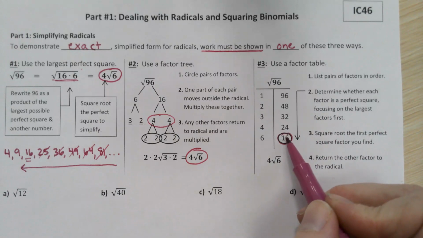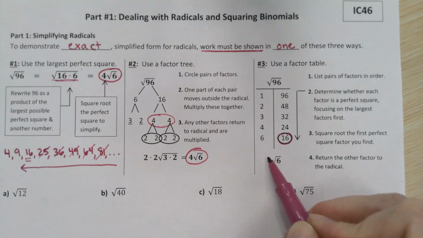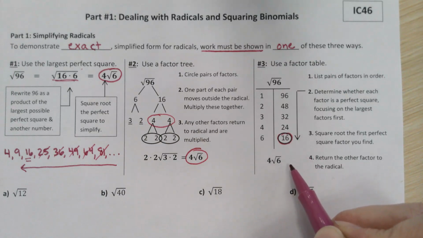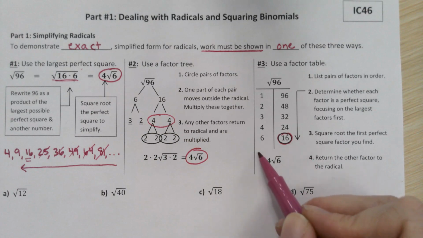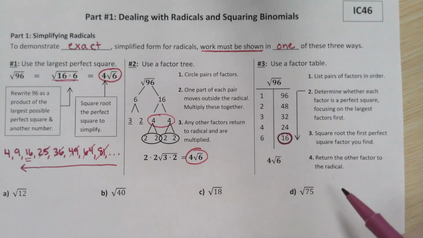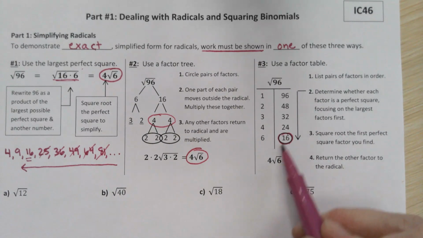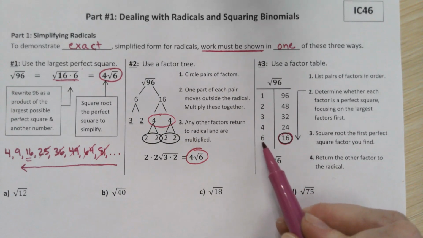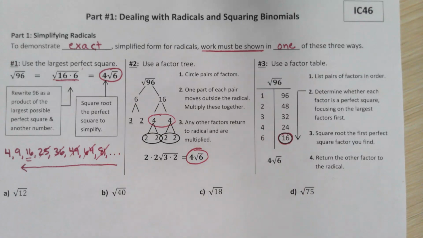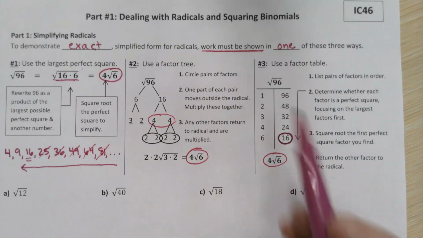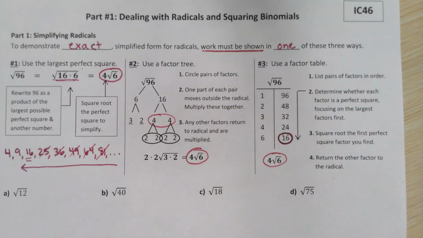If that hadn't worked, we would keep looking for other factor pairs, keep checking whether the big number is a perfect square, but if it's not, then we wrap back around and we look for a perfect square on the other side. Since that's a perfect square, we square root that to get the 4, and the other part of that factor pair goes back to be inside that radical. So again, 4 root 6 is the result, but your work looks different.